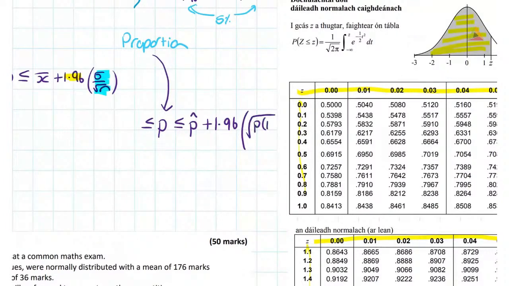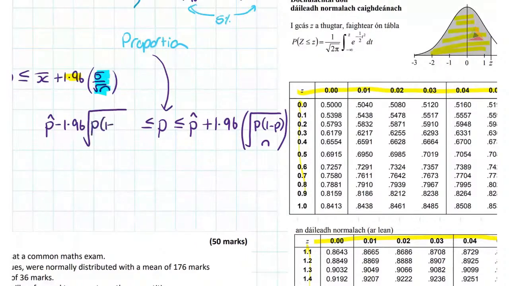So that was the square root of P times 1 minus P over N. And sorry, that square root should be around the whole thing. And similarly on the opposite side, the only difference is it's minus 1.96 this time.